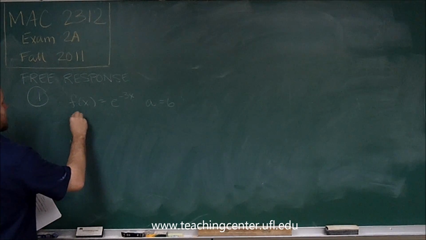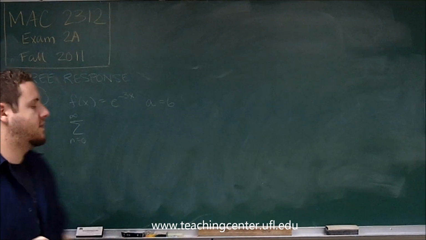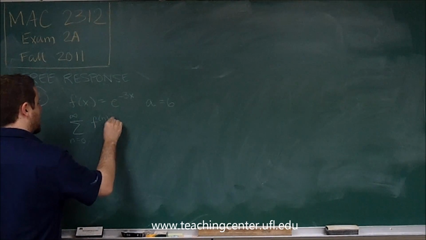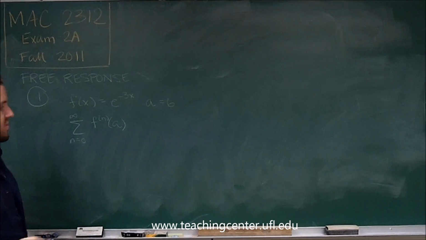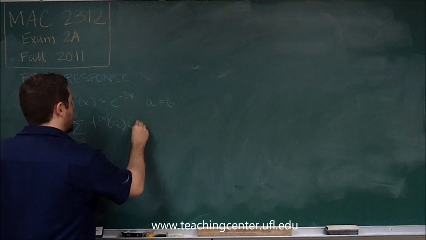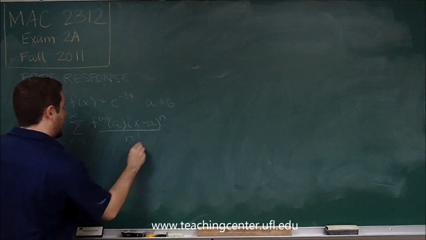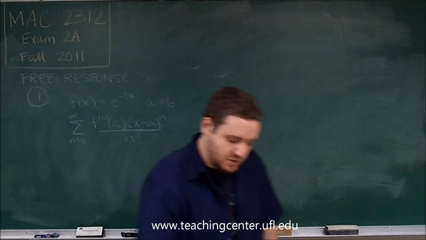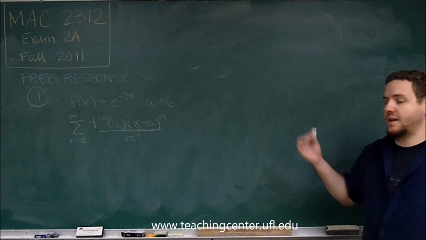Remember that Taylor's formula is the infinite series from n equals 0 to infinity of the nth derivative of f at a. So this means n derivatives, not exponents, of f evaluated at a, times x minus a to the n power, all over n factorial. So that is Taylor's formula. We need to use that to find our Taylor series expansion for this function at this point.